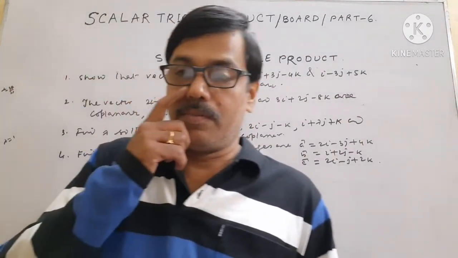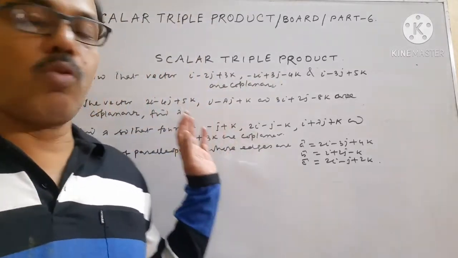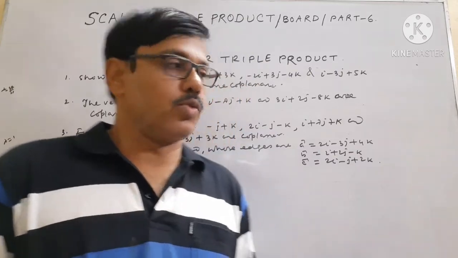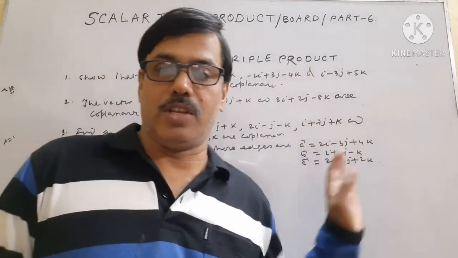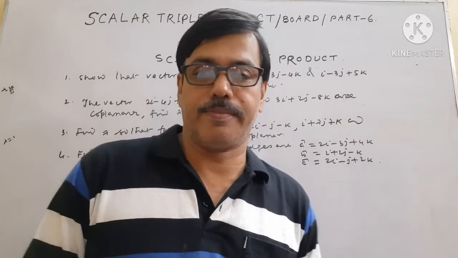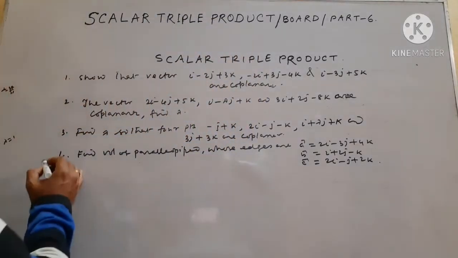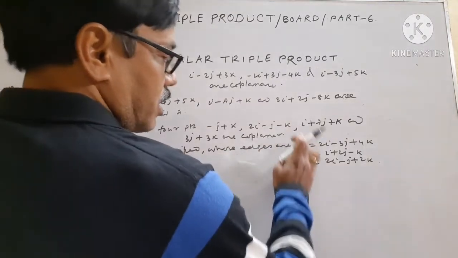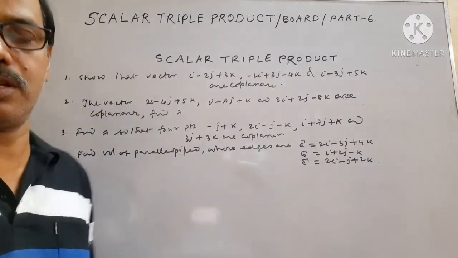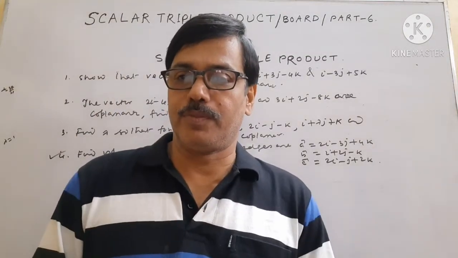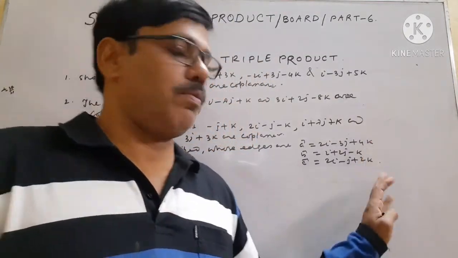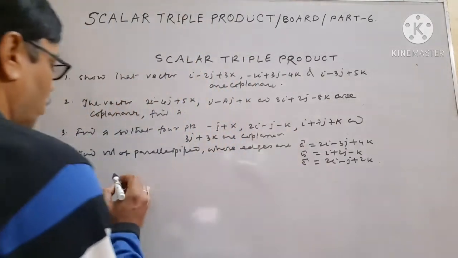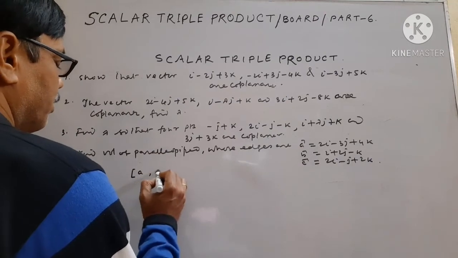Now for board problems, 4 problems. These 4 problems are sufficient. So 2 theorems and these 4 problems. Problem number 4: find the volume of the parallelepiped whose edges are vector A, vector B and vector C. This is a 2 marks problem. So the volume of the parallelepiped is box ABC.